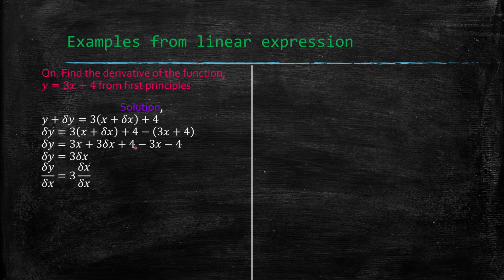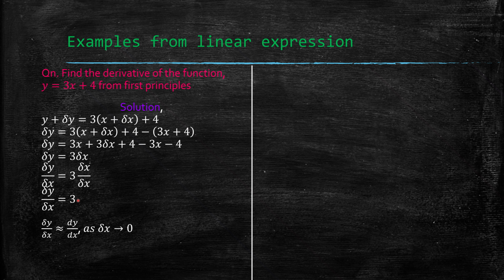After we have finished those first two steps, we go to our third step, which is dividing by small change in x on both sides. That means we're going to have small change in y over small change in x is equal to 3 small change in x over small change in x. That means our small change in y over small change in x is going to be equal to 3.